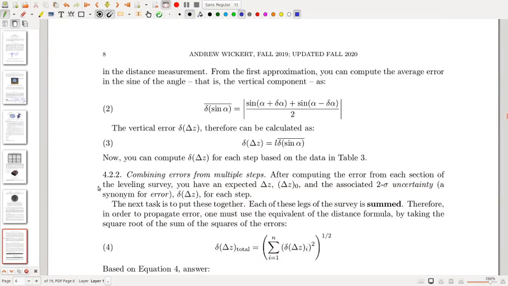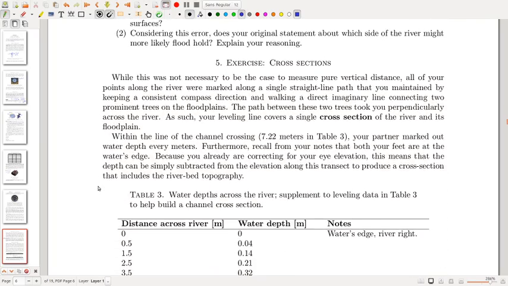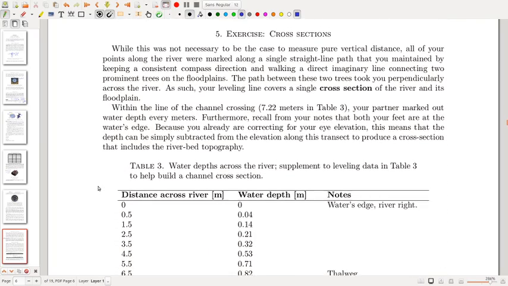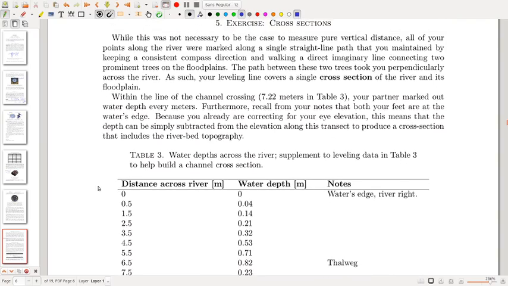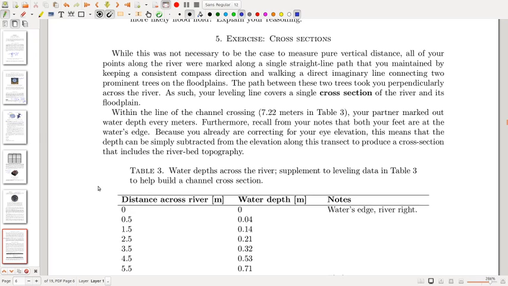And so we have these basic pieces of information on calculating error, and there we go. And after this, there's also another exercise in trying to understand and sketch the cross-section across the river. This just follows right on from that survey.